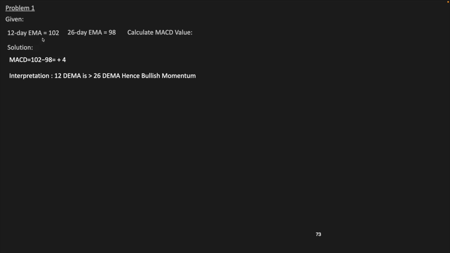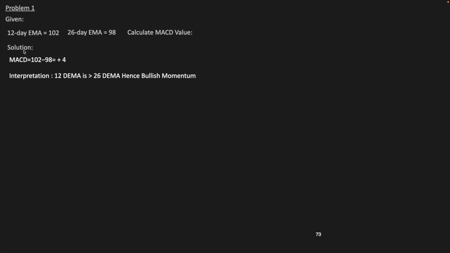So let us do some problems, and this is the most important part for your syllabus. It says both theory as well as problems. We will solve about 3 to 4 problems on calculation of the MACD and signal line, and that will be good enough, because these are all stereotype problems. Most of the problems remain the same because the calculation of the MACD is very limited. Here what is given? You have been given a 12-day exponential moving average, which is 102, and a 26-day exponential moving average, which is 98. Calculate the MACD value.